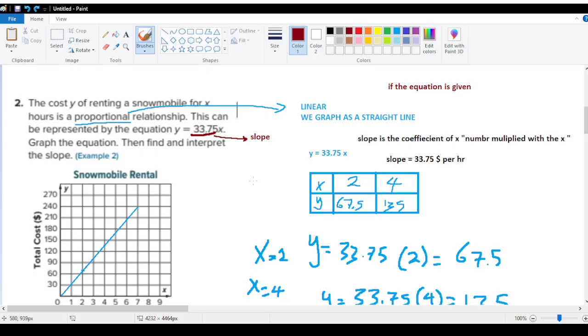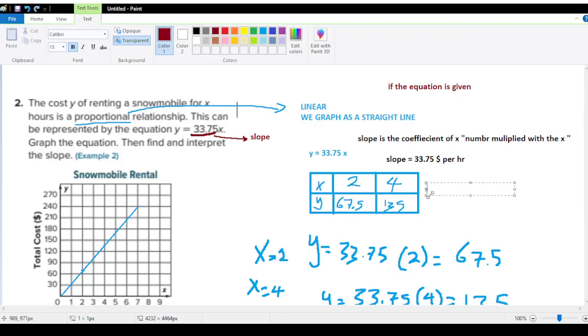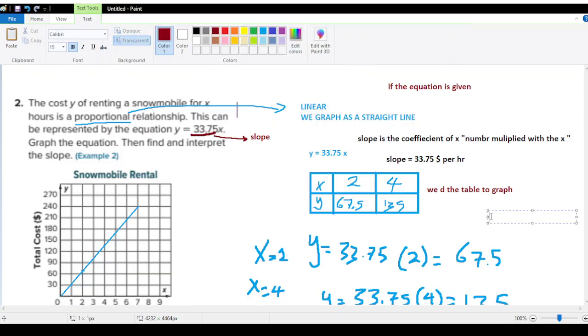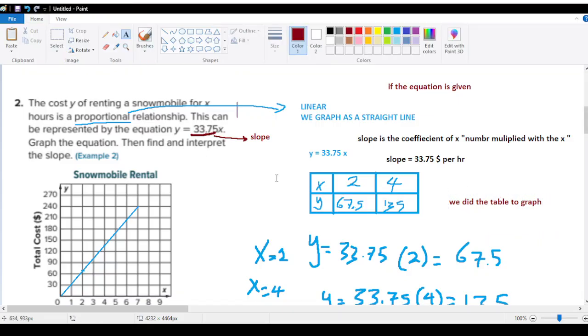Okay? So, the table is for what? We do the table in order to graph. Just for that. Just in order to graph. We do the table for the graph, okay? And the slope is the number which is beside the x.